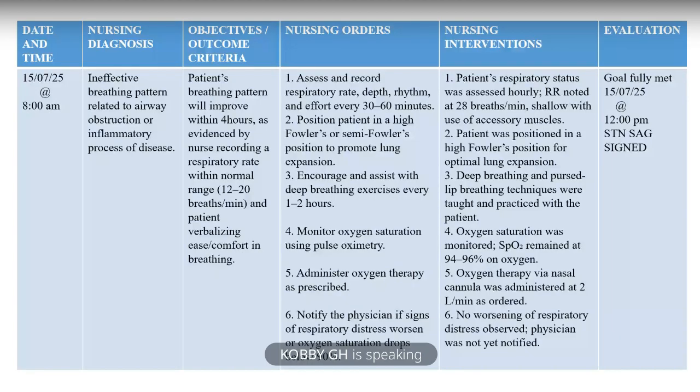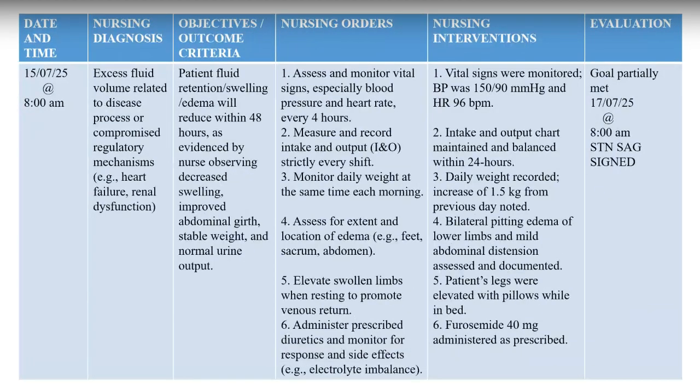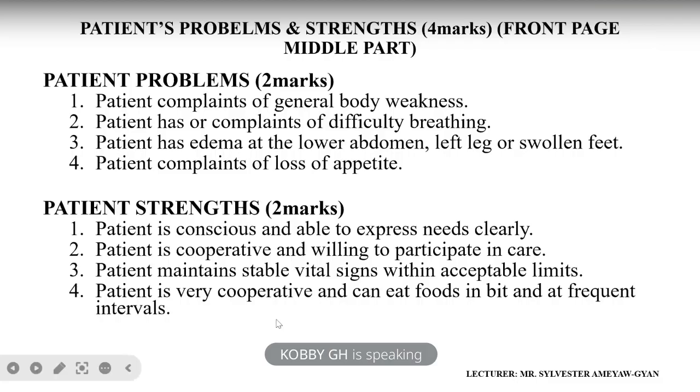Now, the next one: the patient has what? Edema at the lower abdomen, that is the left leg or swelling feet. Patient maintains stable vital signs within acceptable limits. That is edema. So you've seen a patient with edema of the abdomen, edema on the hand, facial edema, edema on the leg. This is how you write it: patient has edema at the lower abdomen, or patient's left leg is swollen, or patient has swollen feet.